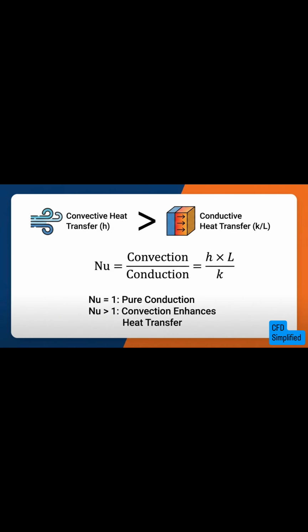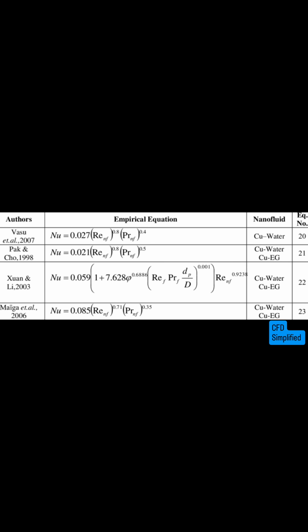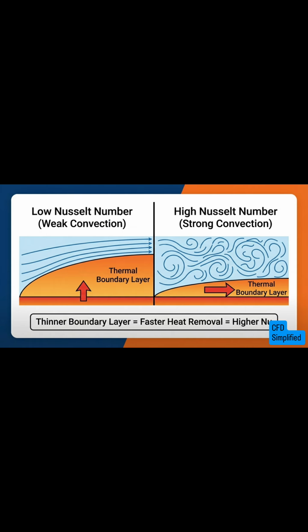So first things first. The Nusselt number, denoted by Nu, is a dimensionless number used in heat transfer. Mathematically, it is defined as Nusselt number equals the ratio of convective heat transfer to conductive heat transfer. In simple words, it tells us how effective convection is compared to pure conduction. If heat transfer were happening only by conduction, the Nusselt number would be 1. If convection enhances heat transfer, the Nusselt number becomes greater than 1. So a higher Nusselt number means better heat transfer performance.